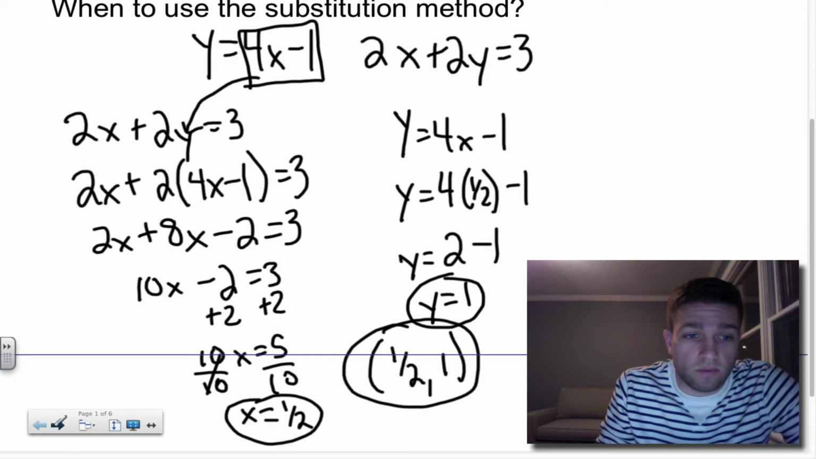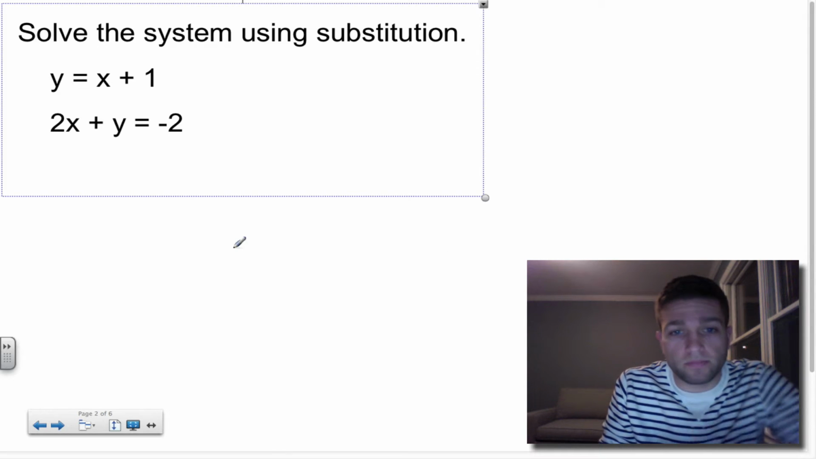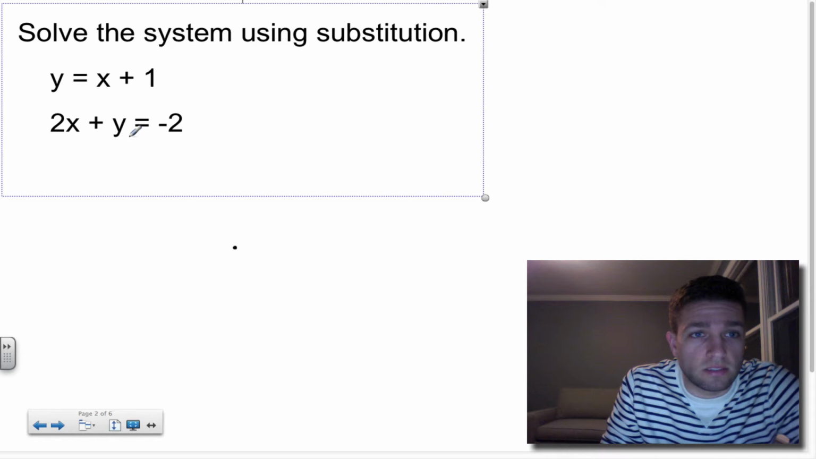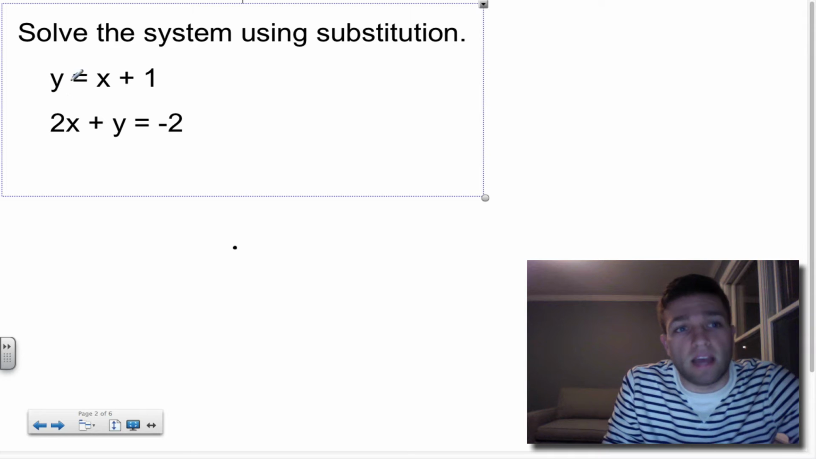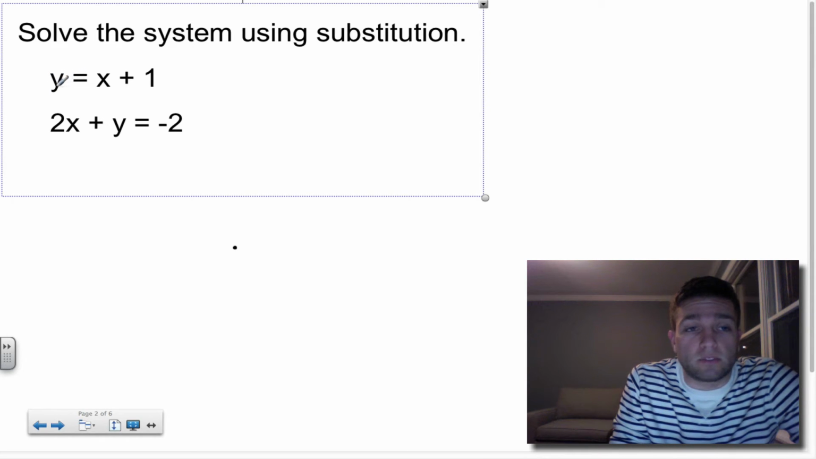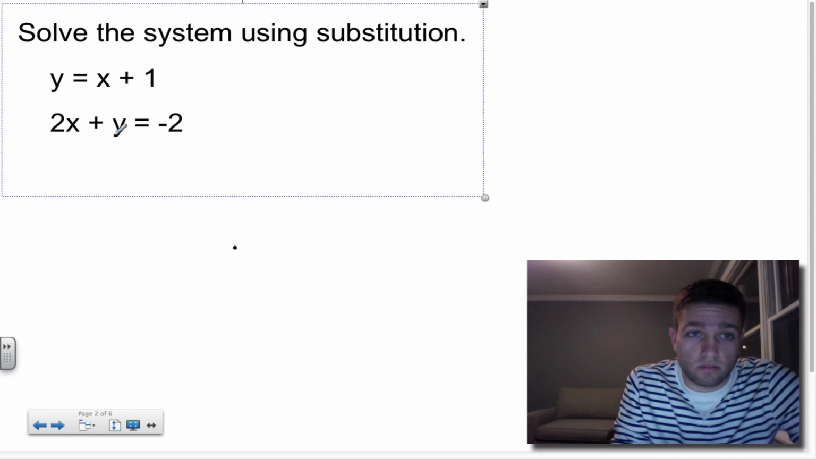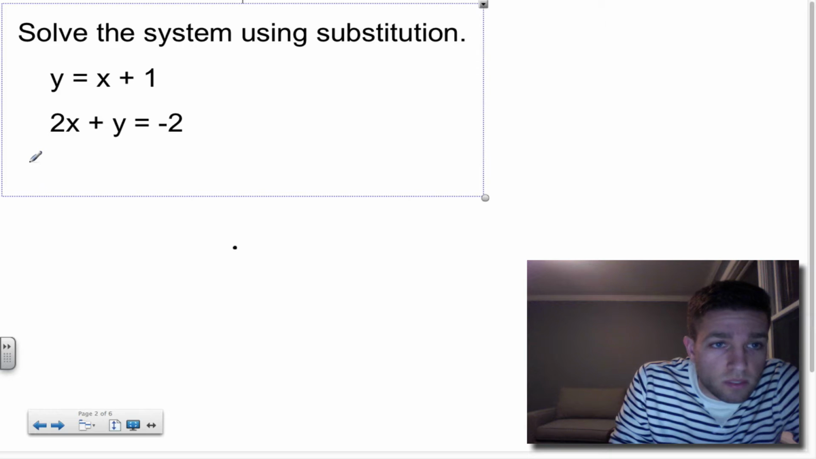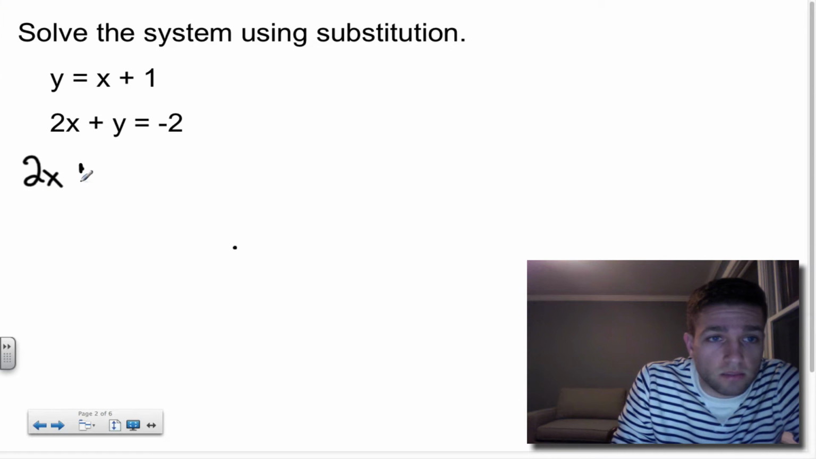Let's look at one more example that's like this. We've got y equals x plus 1 as one of the equations and 2x plus y. I have 1 in front of this y, so I can use this to substitute right into here. So I'm going to rewrite this as 2x plus, and I'm going to use x plus 1 minus 2.